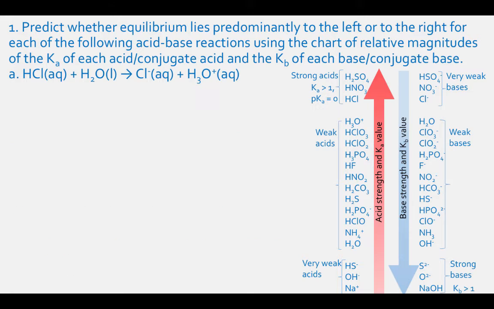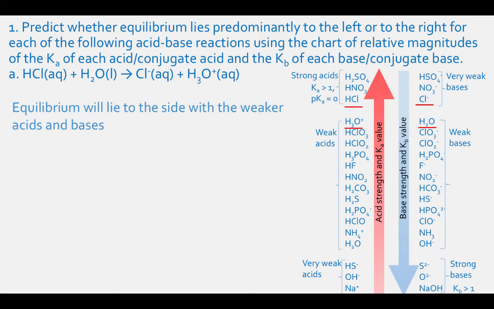For letter A, HCl is a strong acid and H2O is a weak base. Cl negative has no acidic or basic properties whatsoever because it is the conjugate base of a strong acid, and H3O plus is a weak acid. Since equilibrium lies to the side with the weaker acids and bases, it will definitely lie to the right, or to the product side. This makes sense.